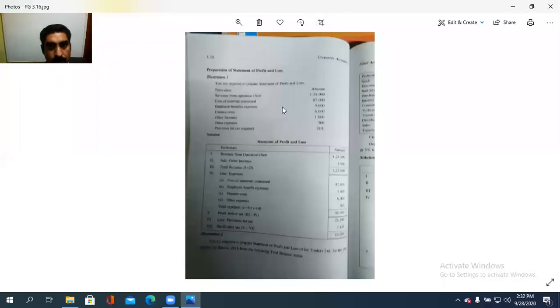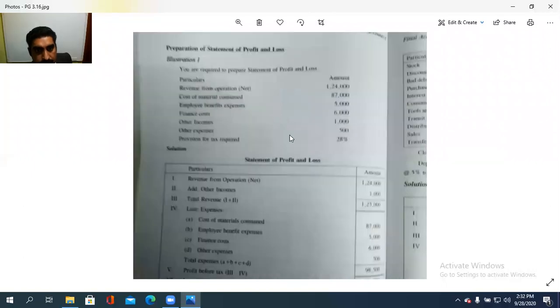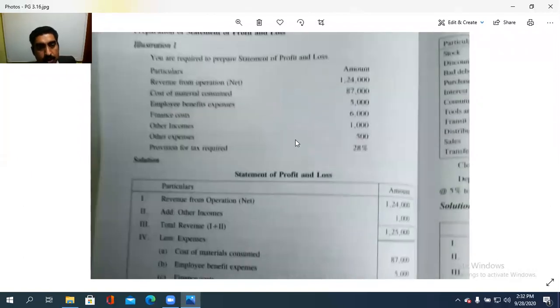See, we did this problem: revenue from operation, cost of material consumed, employee benefit expenses, financial cost, other incomes, and other expenses, and provision of tax required is 28%. So how are we doing this? Revenue from operation is the net revenue, and other incomes are to be added with that. So we put the total revenue.